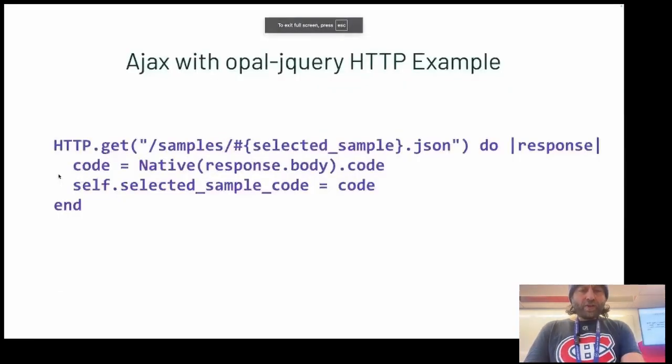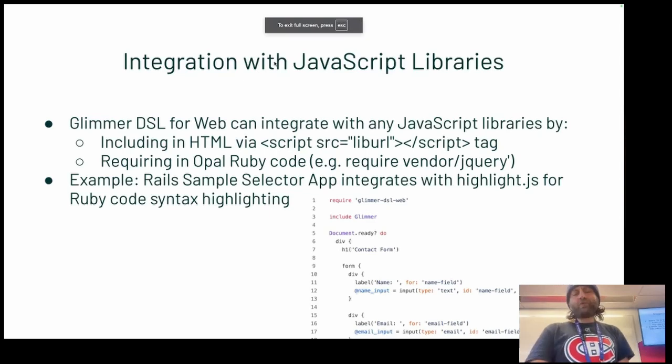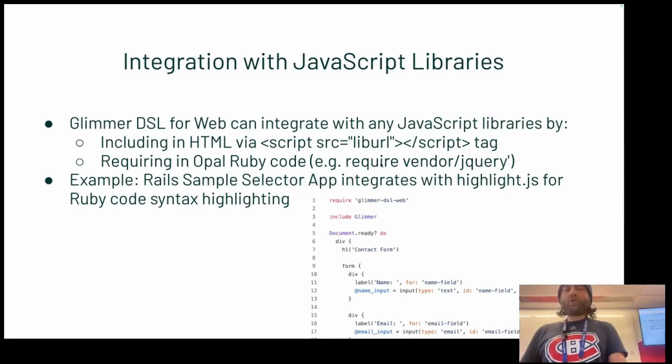But one thing I was trying to say is you can integrate with any existing JavaScript libraries, including Axios. If you prefer to use Axios for HTTP calls, you could do that. So you could either include in your HTML a script tag to whatever JavaScript you want to integrate with, or you can require it directly in Ruby using Opal Ruby. Opal Ruby allows you to use the Ruby require keyword, not only to require Ruby code or import Ruby code, but also to import JavaScript code.